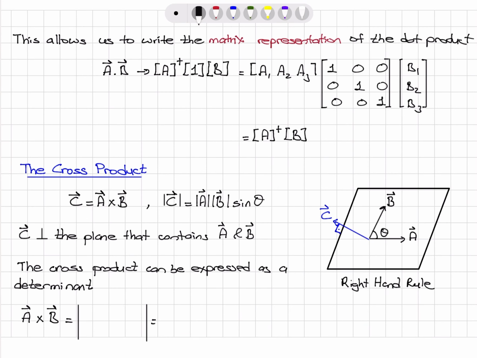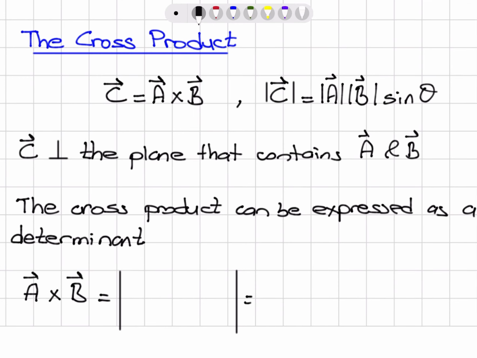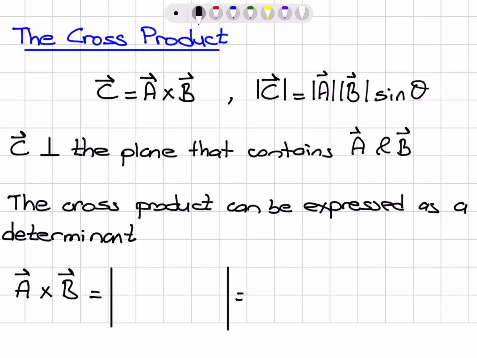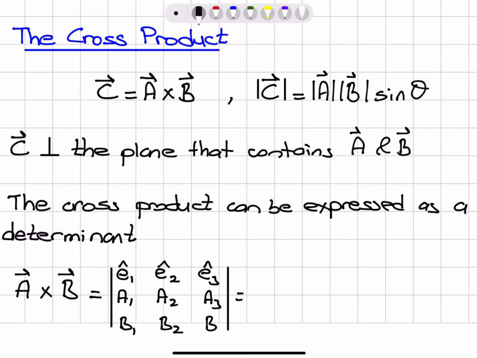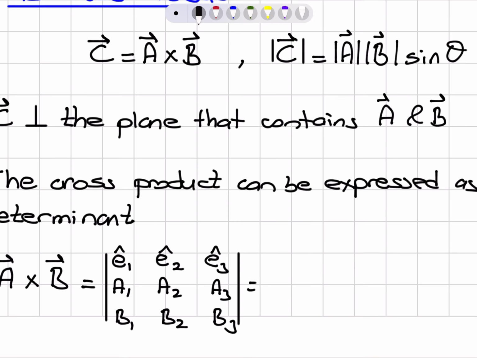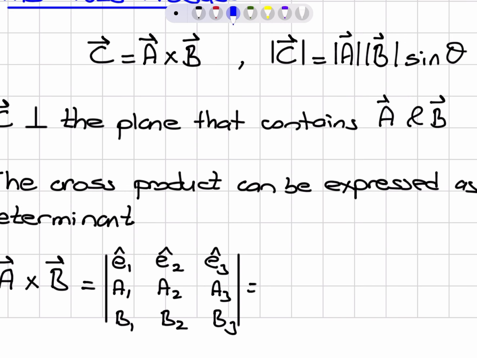All right. And the cross product can also be written as a determinant. So we can write the basis vectors first, E1 hat, E2 hat, E3 hat in the first row, the components of vector A in the second row, and components of vector B in the third row. And then we can write this determinant. So here we have for the first column plus, second column minus, third column plus. So we can write this as E1 hat multiplied with A2 B3 minus B2 A3. So this is the first term.